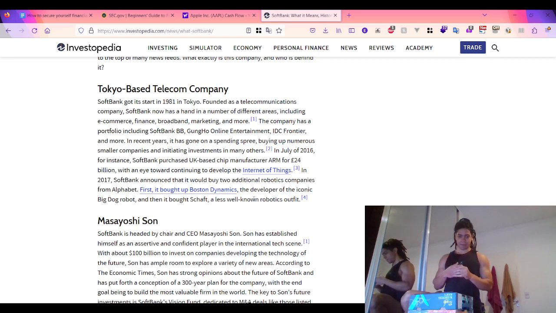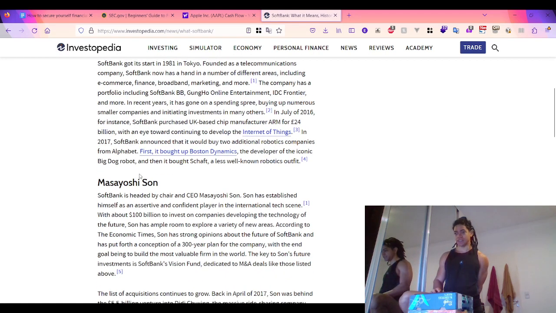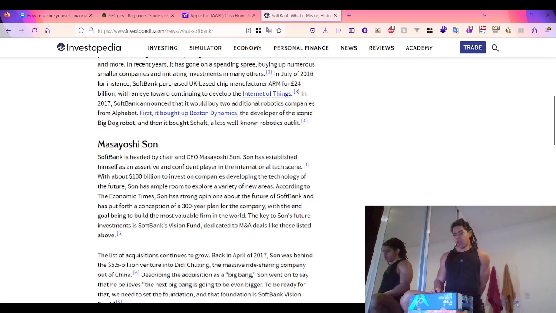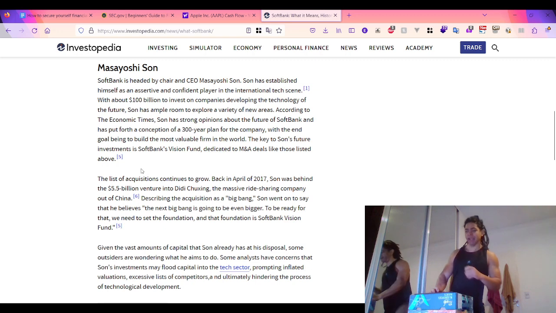Okay, so SoftBank bought ARM in 2016. SoftBank purchased the UK-based chip manufacturer ARM for $24 billion. In 2017, SoftBank bought Boston Dynamics and Schaft from Alphabet. Holy hell.